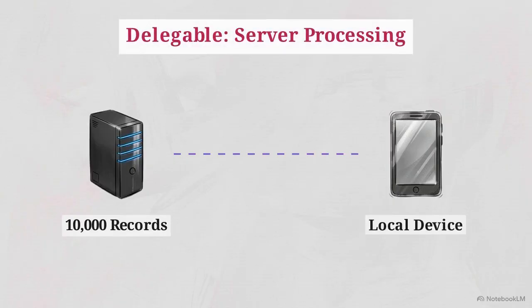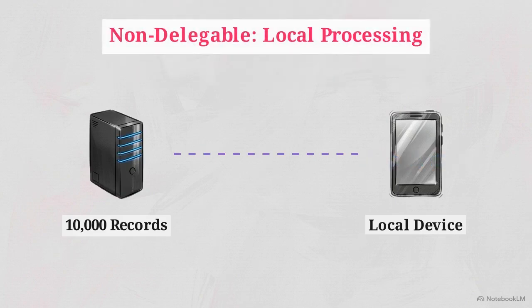A delegable query means the server does the heavy lifting. If the database holds 10,000 records and you ask for 5 specific ones, the server finds them and sends those 5 straight to the app. It is fast and precise.